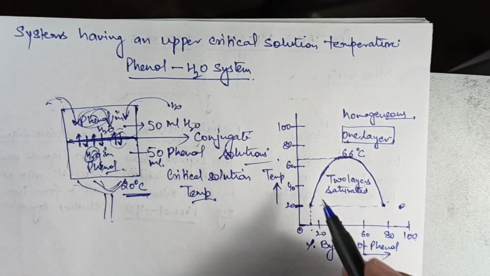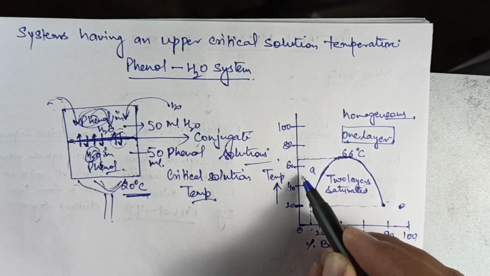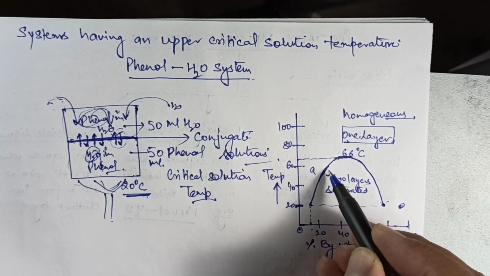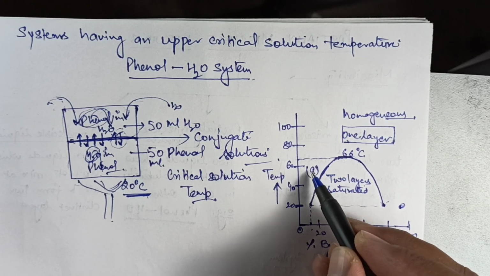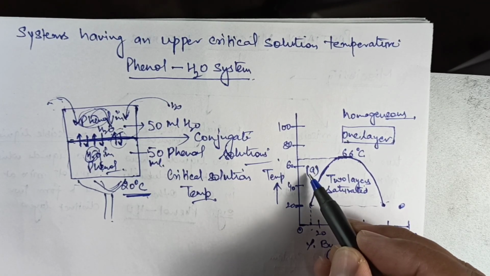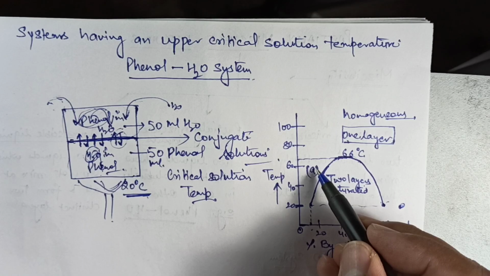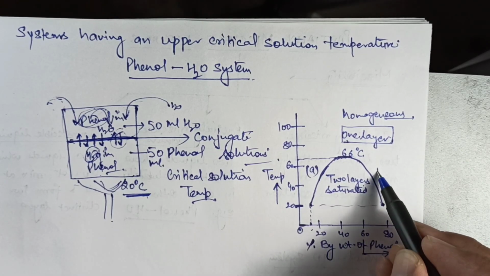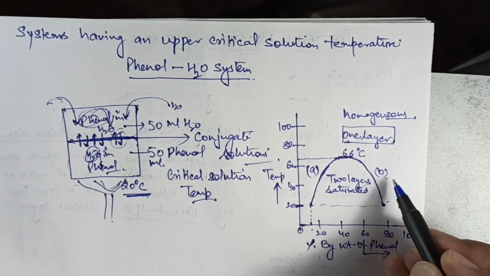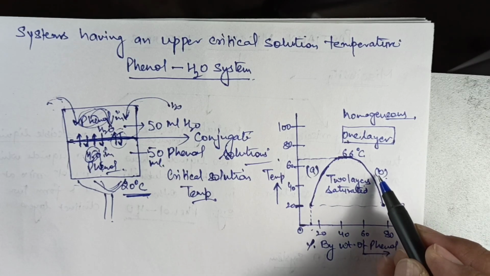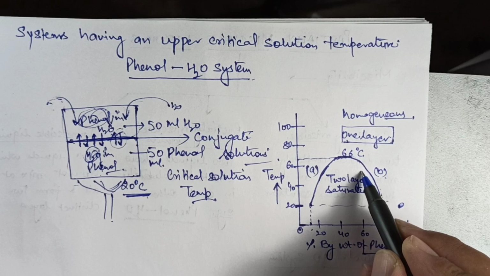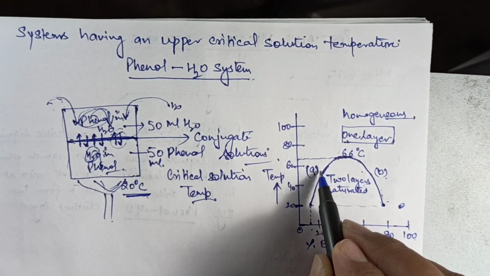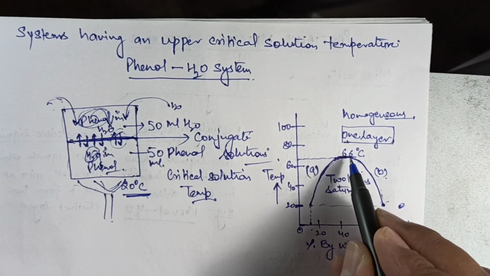Okay, on the left side of this graph, that is outside the curve at point A, there will be more water and less phenol. And outside the curve on the right side, there will be a greater amount of phenol and a lesser amount of water.